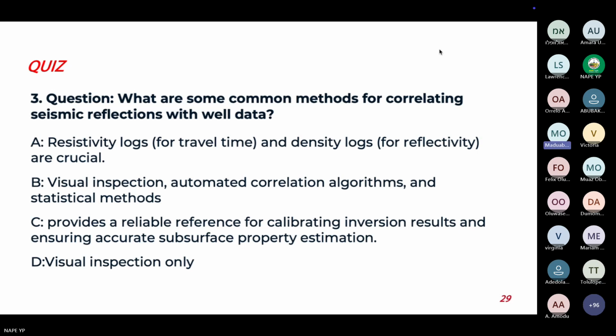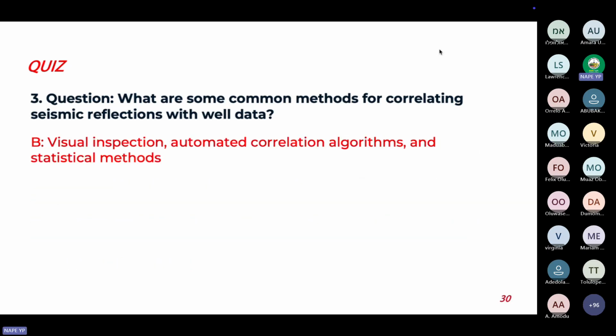Question 3: what are some common methods for correlating seismic reflections with well data? Smart people. I'm not even done reading the question. The answers are flying. Please, what is the processor speed of their system? Because it seems my own is lagging. And that's the answer. Here you go: visual inspection for question number 3. Amazing, guys. And we're going to question number 4 now.